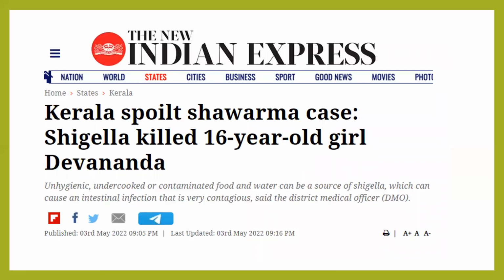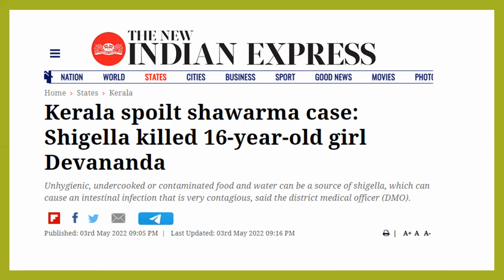This is one case which was reported in Kerala recently, on the 3rd of May 2022. In the Kerala spoiled shawarma case, Shigella killed a 16-year-old girl, Devananda. Unhygienic, undercooked, or contaminated food and water can be the source of Shigella, which can cause an intestinal infection that can be very contagious.